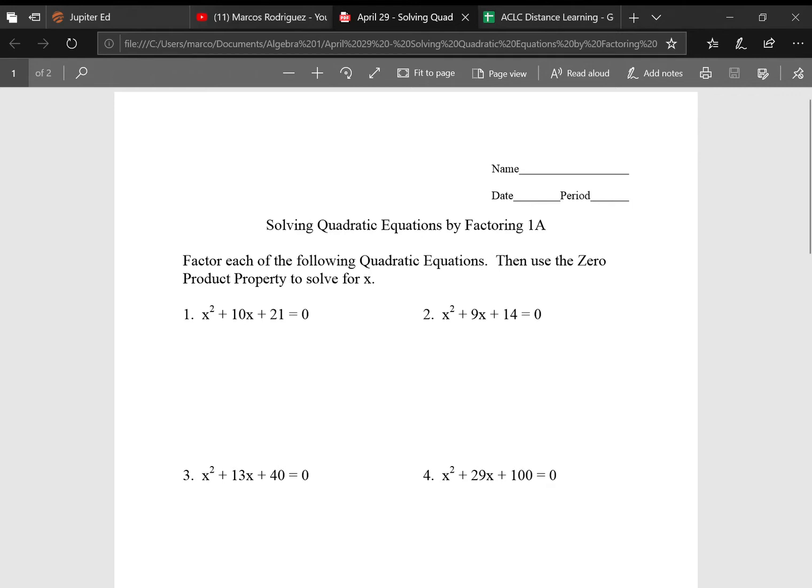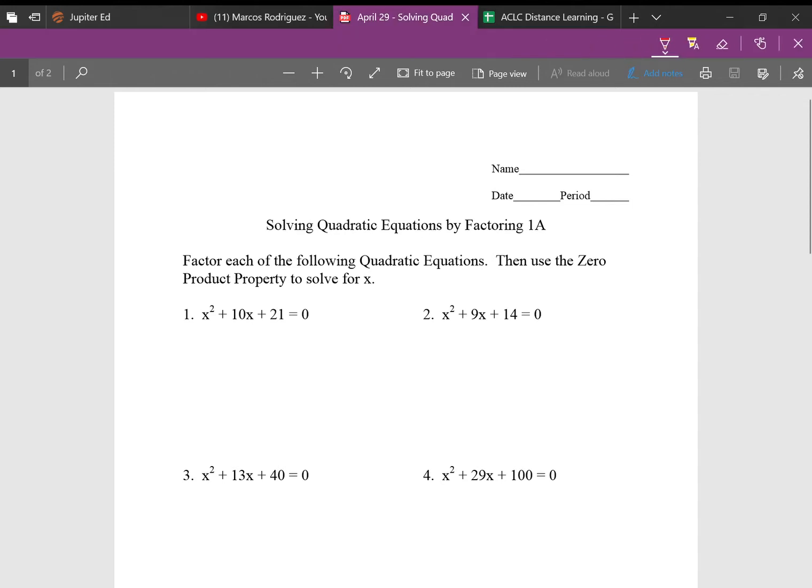I know we've been focusing on when a is not 1 recently. When a is 1 are the easy ones, so we don't have to worry about that. Anyway, let's get right into it. I'm going to do problem 1 right now.